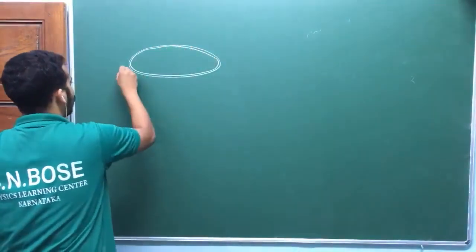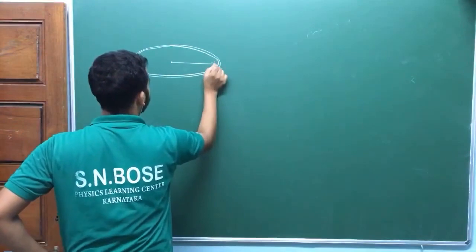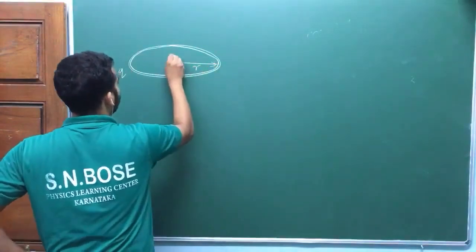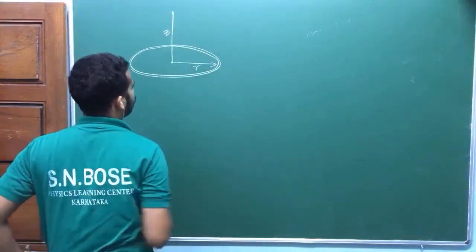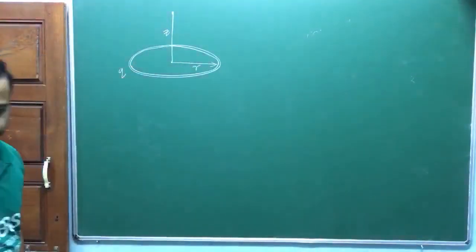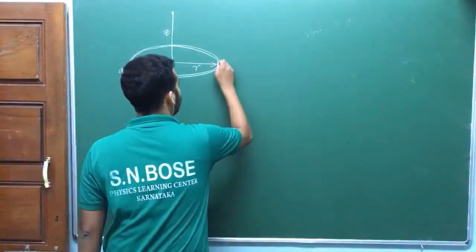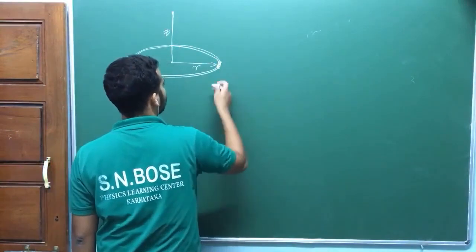I have a ring of total charge Q, of radius small r. Let me take radius small r. And what is the potential at a distance z above the center of the ring? Is that okay? Total charge is Q, uniformly distributed. So now you can take one elementary charge, isn't it?